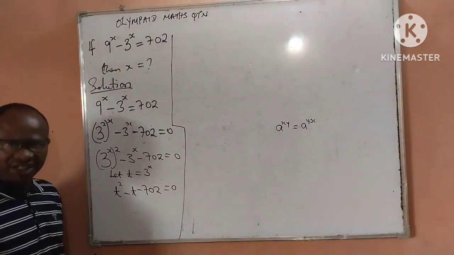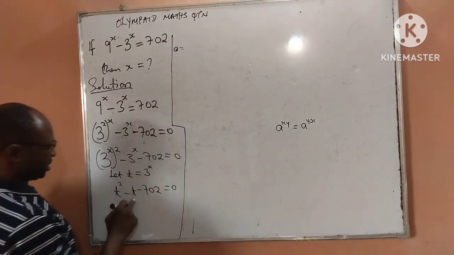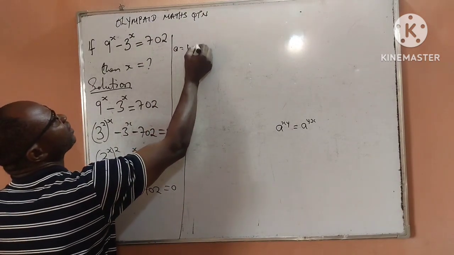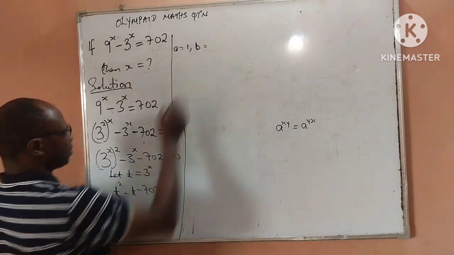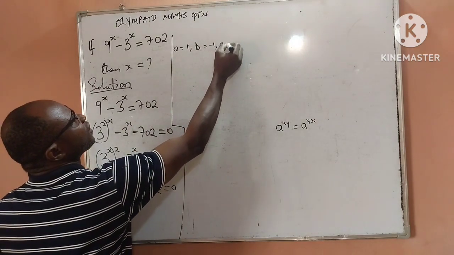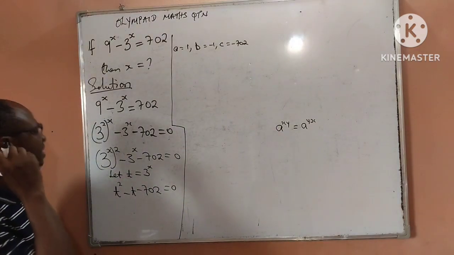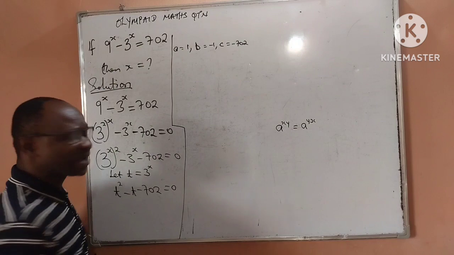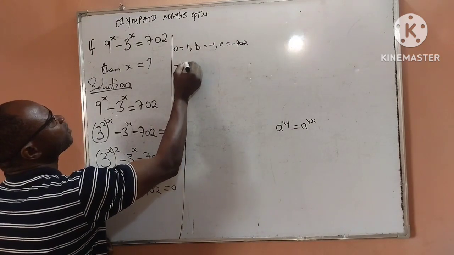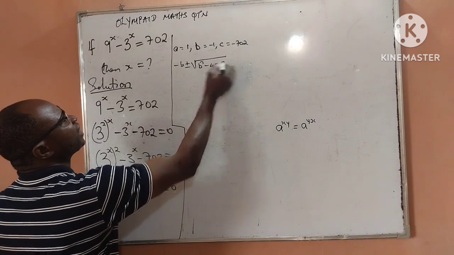Let us go by the quadratic formula. In this equation, the value of a is equal to 1, the value of b is equal to negative 1, whereas the value of c is negative 702. Now, the quadratic formula is minus b plus or minus the square root of b squared minus 4ac, everything divided by 2a.